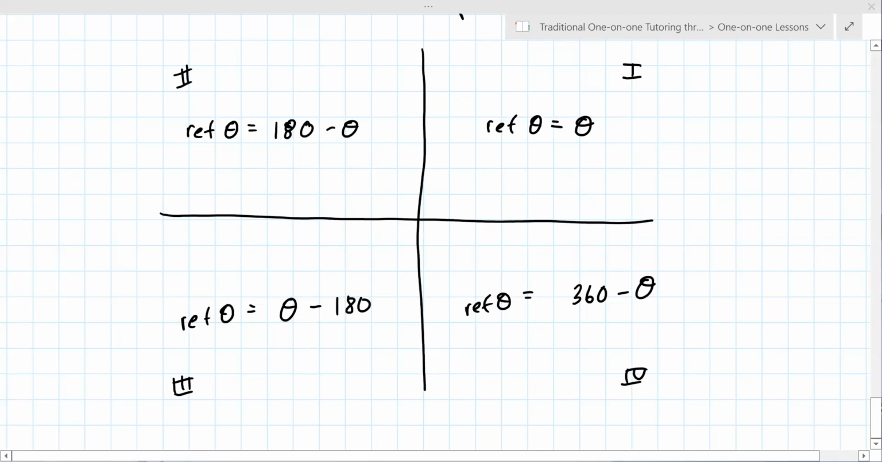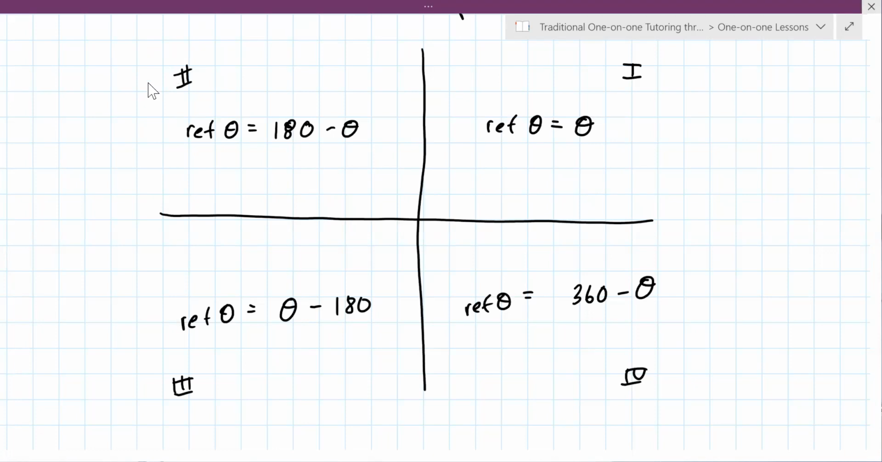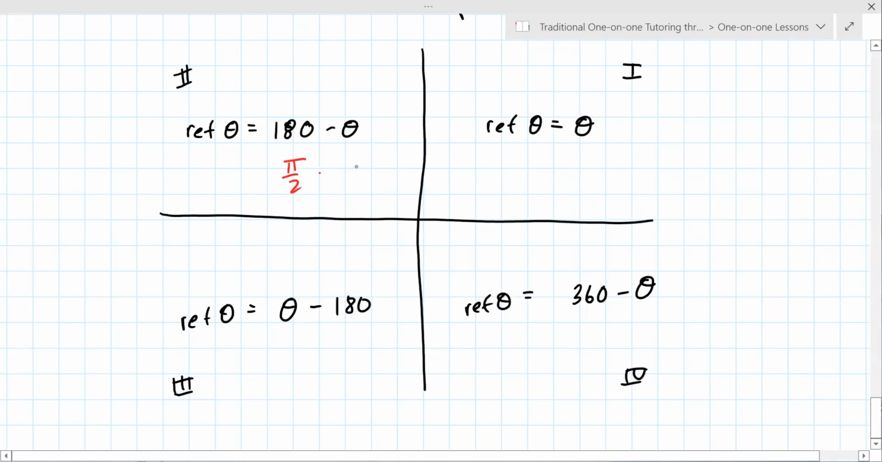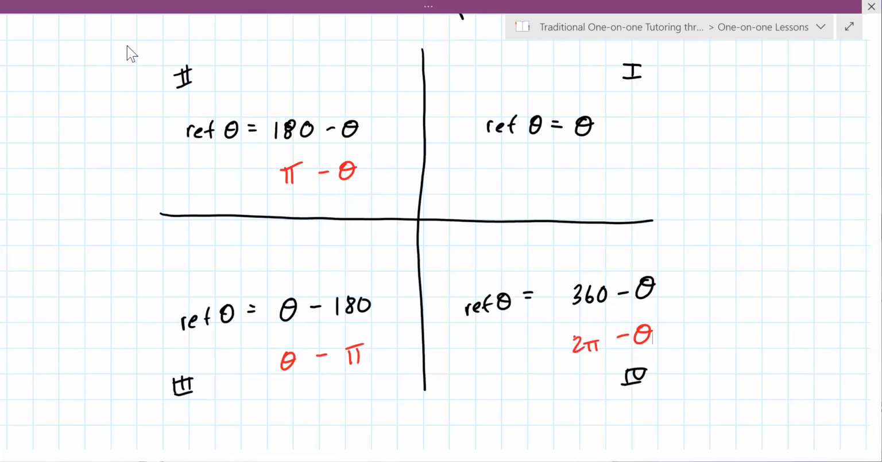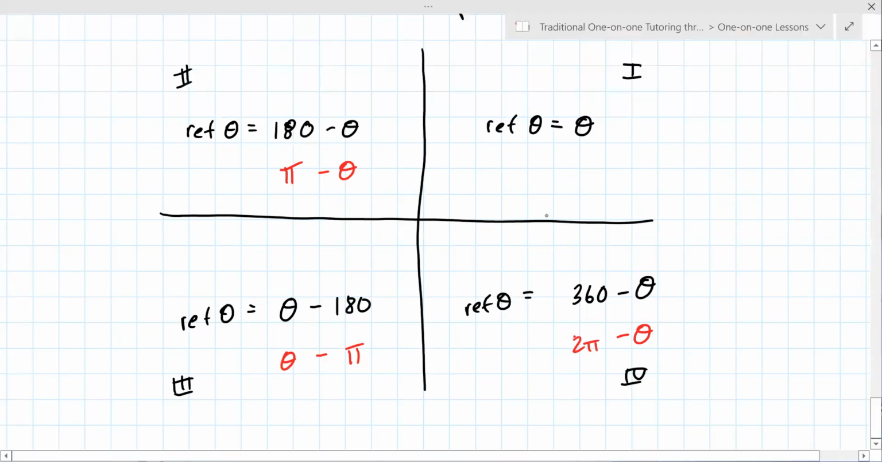The other thing is that this is in degrees. If you wanted it in radians, the changes are here. It's pi minus the angle, then the angle minus pi. And then the last one is 2 pi minus the angle. And all of this is if you're going counterclockwise.